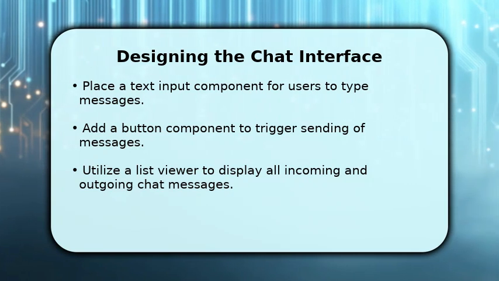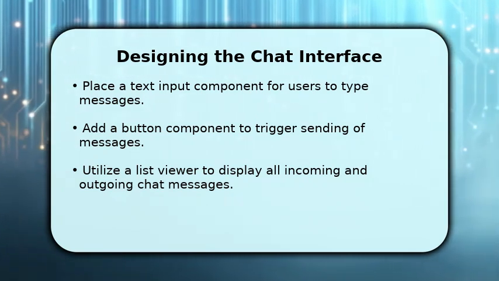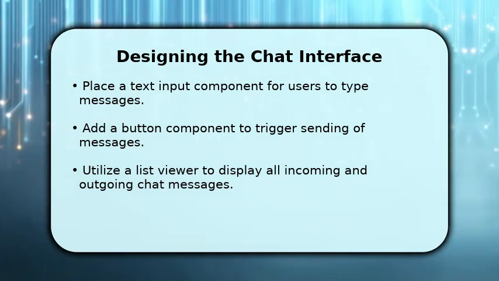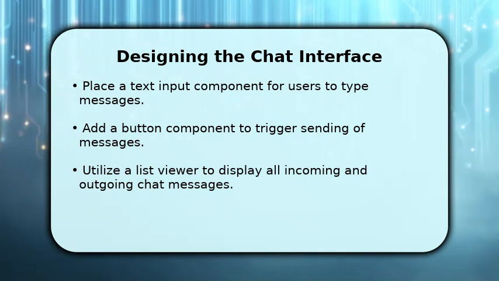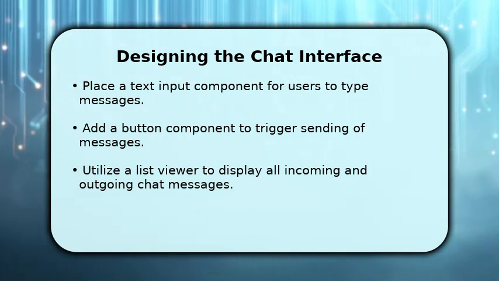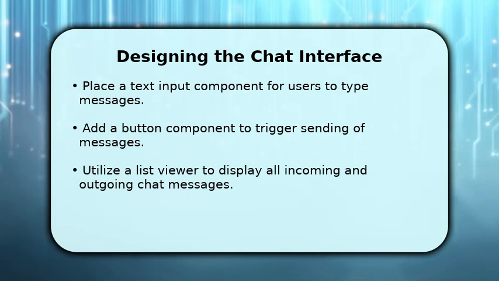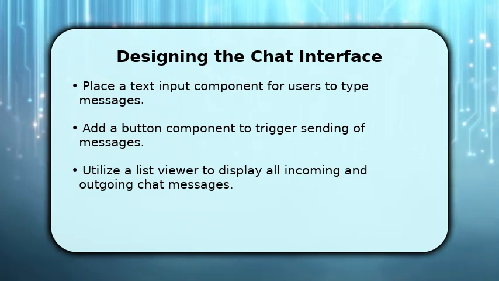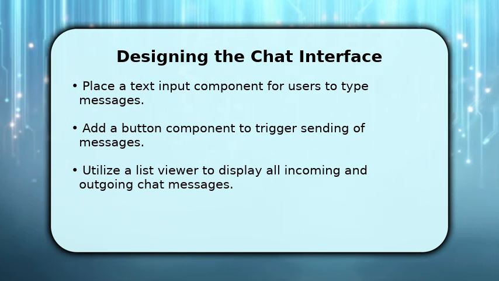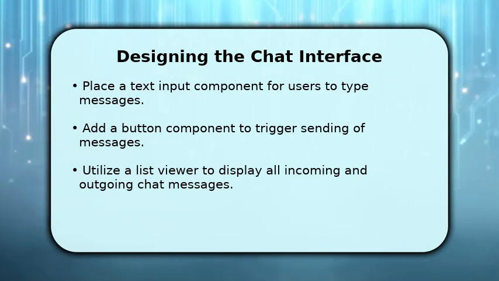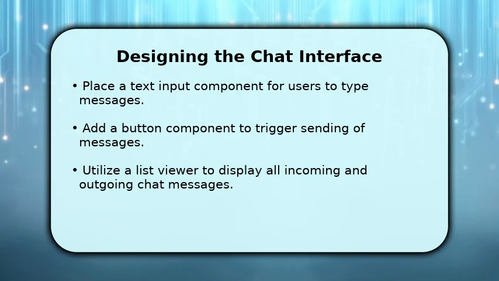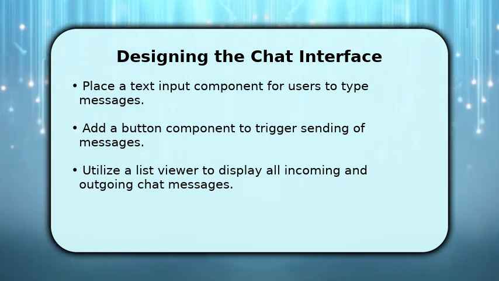Drag a text input component onto your screen. This is where users will type their messages. Position a button right next to it, which will be pressed to send the message. Below these, add a list viewer component. This list viewer will dynamically display all the chat messages, ensuring a clear and organized conversation flow. These three components form the core visual elements of your chat application.